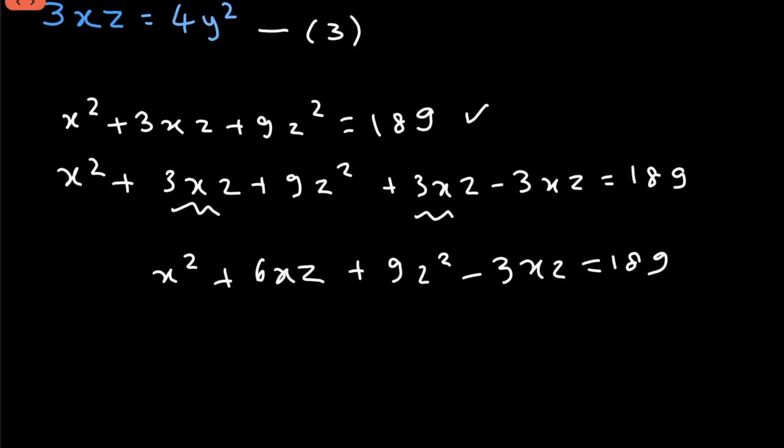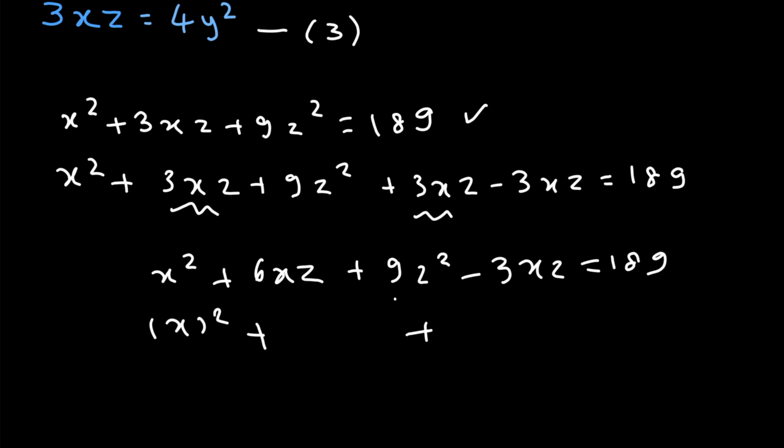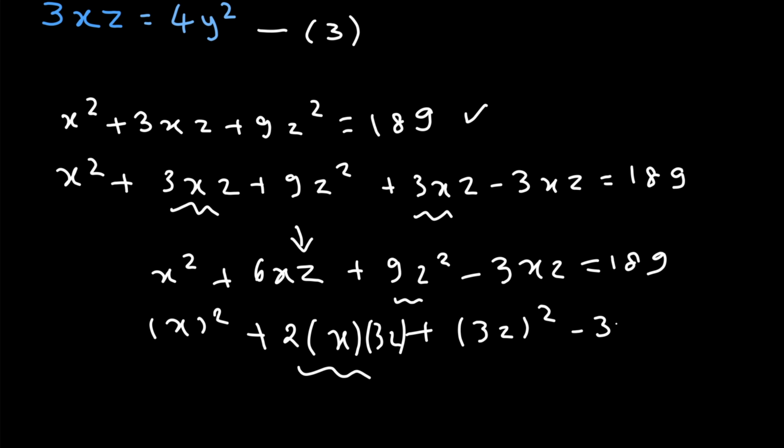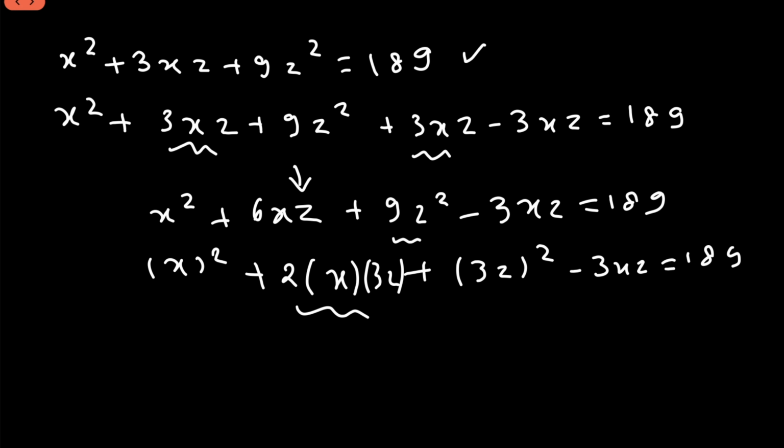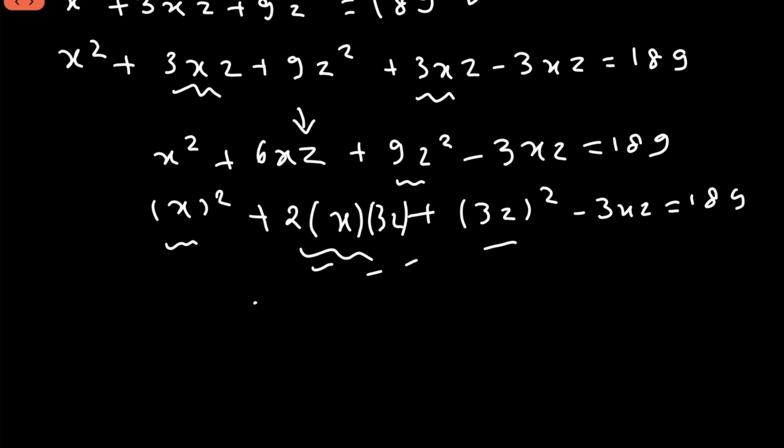Now carefully see that the first term is x, the complete square. This particular term is 3z, the complete square, and in the middle we can write 2 times x times 3 times z, and this would be same as 6xz, minus 3xz equals 189. Now here we have the nice identity a squared plus 2ab plus b squared. So it can be written as x plus 3z the complete square minus 3xz equals 189.